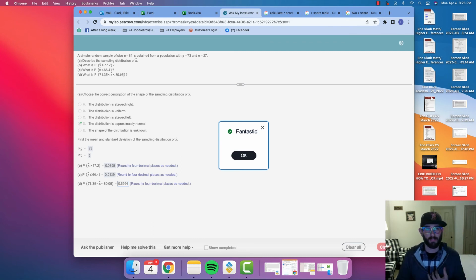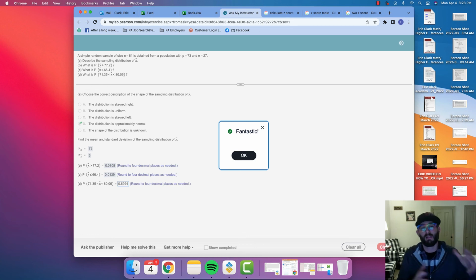So again, a lot of this work really boils down to identifying your key values, which are going to be your sample size, your population mean, and your population standard deviation. Once you find those values, you need to find your sample standard deviation and your sample mean. The hint here: the sample mean is going to be the same as the population mean if it's normally distributed. And then after that, you really need to find the z-scores that correspond with the given x values.